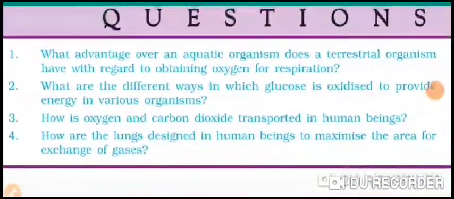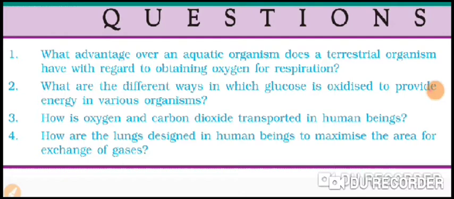The second question is, what are the different ways in which glucose is oxidized to provide energy? Glucose is oxidized in two different ways. Complete oxidation, that is aerobic, in which the end products are carbon dioxide and water. So glucose converts into carbon dioxide and water aerobically. And in anaerobic respiration, that is the incomplete form of combustion, the glucose is broken down into ethanol, carbon dioxide, and energy. That is in the case of the plant cell. And if it is the muscle cell, it will be lactic acid and energy. Is that clear? Okay.